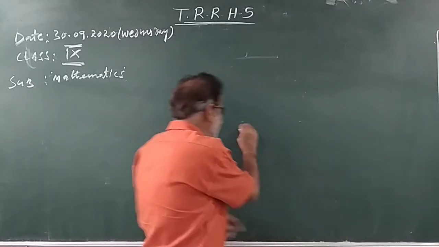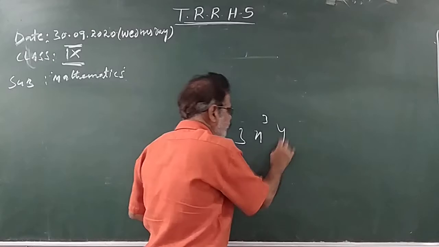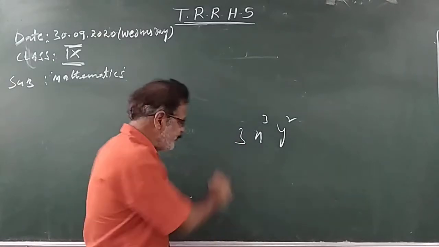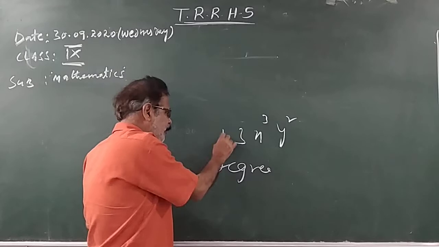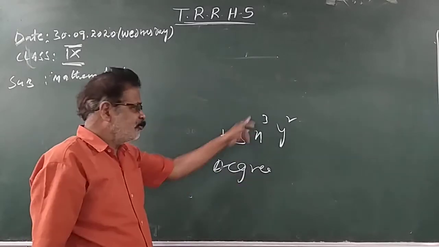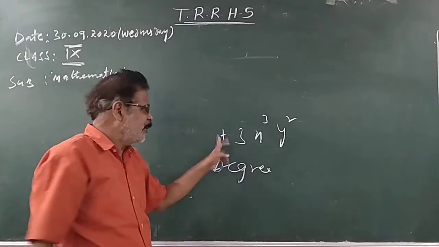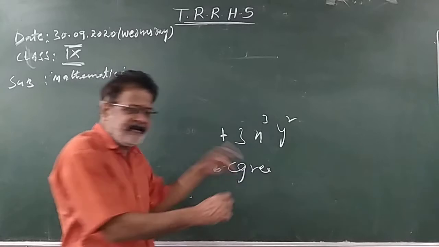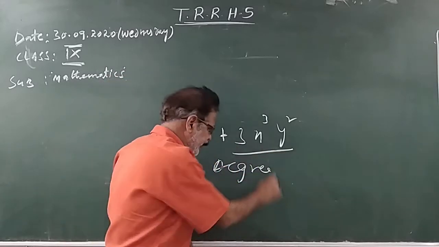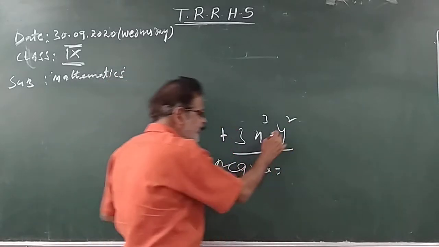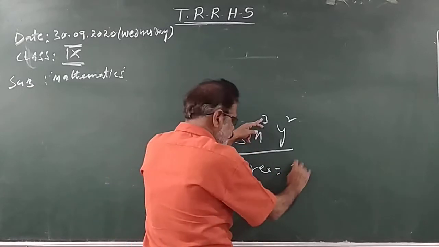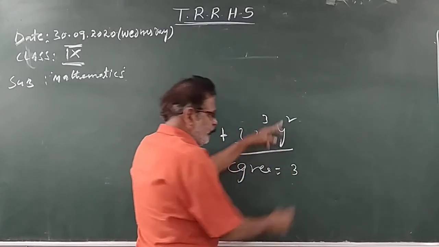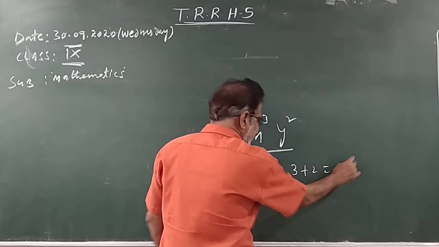In the case of a monomial, for example 3x cubed y square, how to write its degree? Already I told you in the last class. It is a monomial, only one term here. Before 3x cubed y square there is a plus sign, and there is only one term, that is why it is a monomial. Degree is equal to the sum of the exponents of the variables. The x variable power is 3, the y variable power is 2. 3 plus 2 is 5. Its degree is 5.